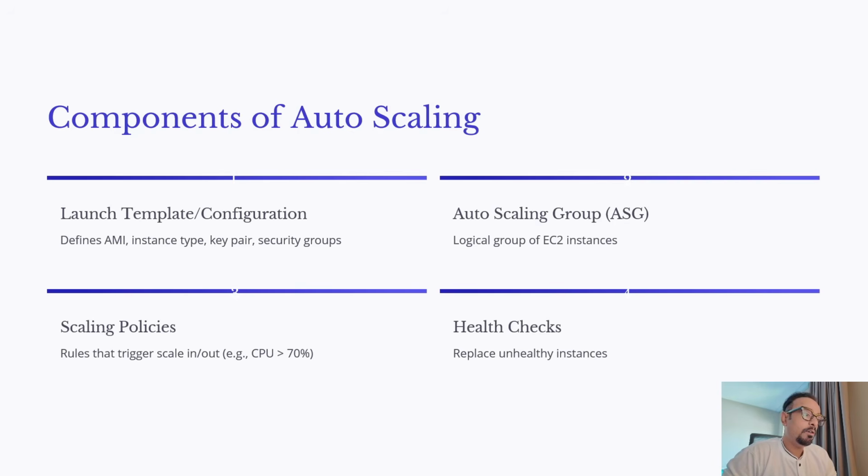Now, the second component is auto scaling group. This is a logical container that manages your fleet of EC2 instances. It ensures the number of running EC2 instances always matches your desired capacity. For example, if you have an Amazon website, and in that website, you know that by default, you require two EC2 instances to be up and running to serve the traffic always.